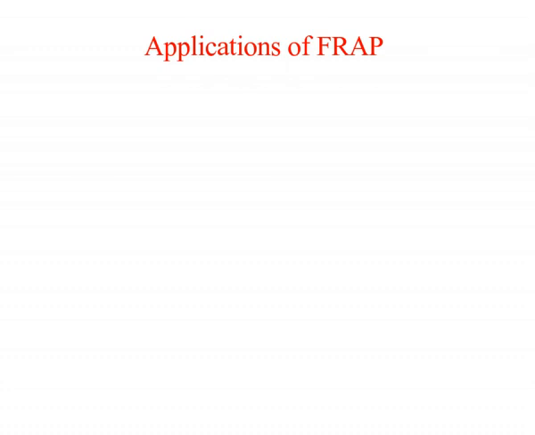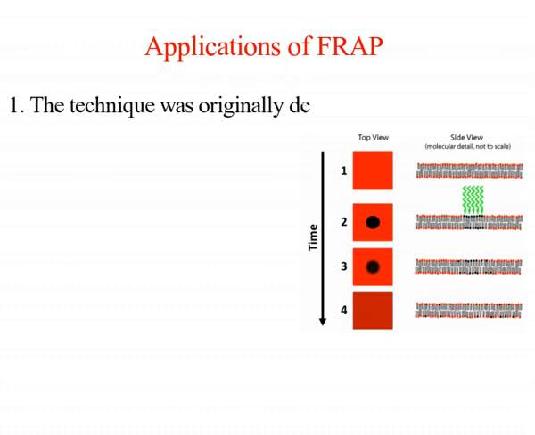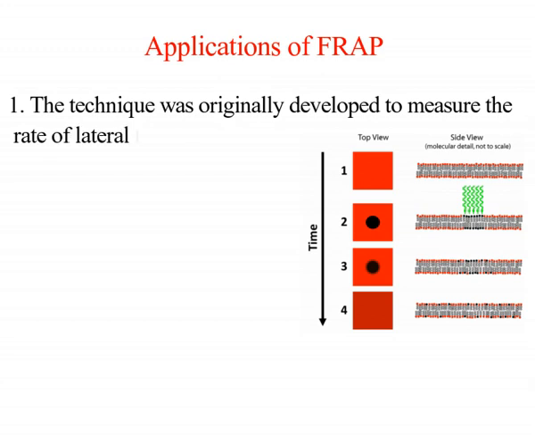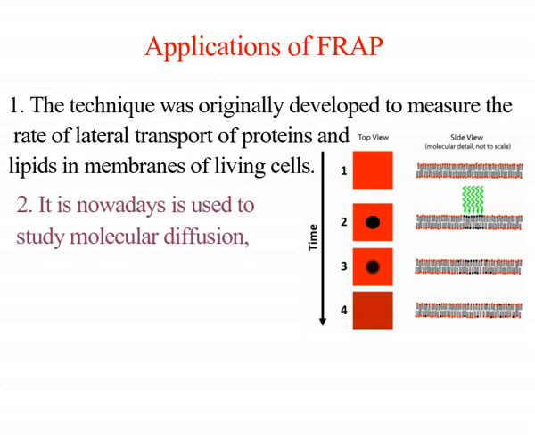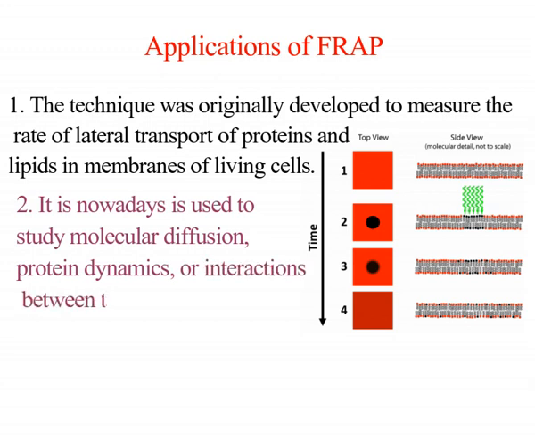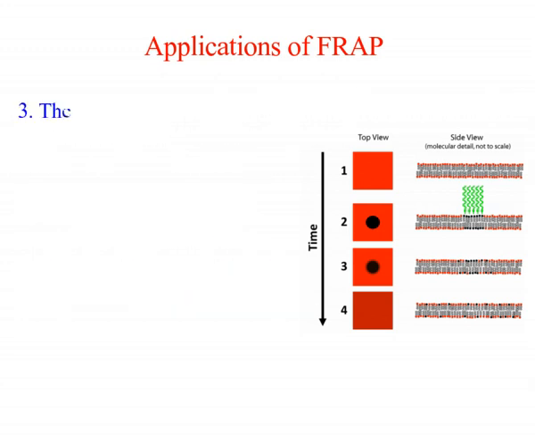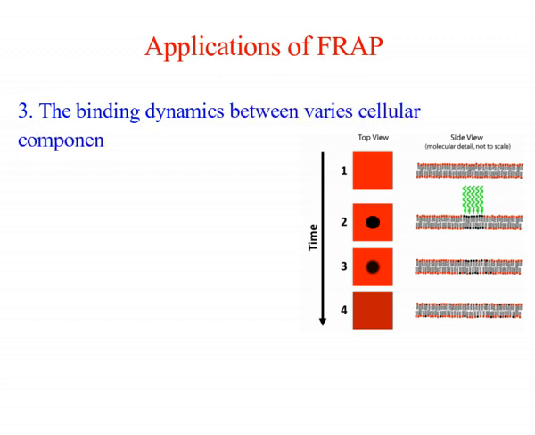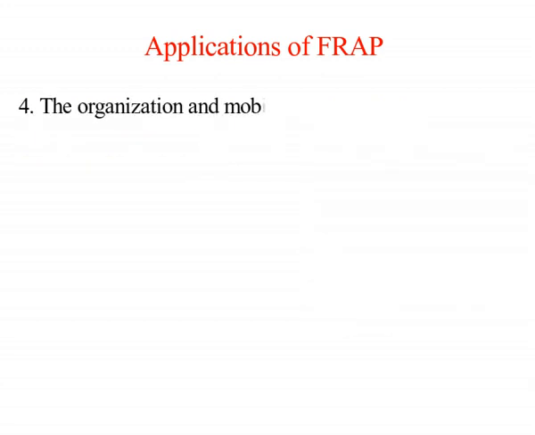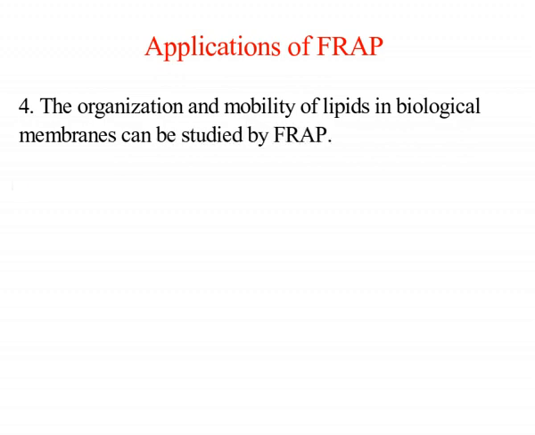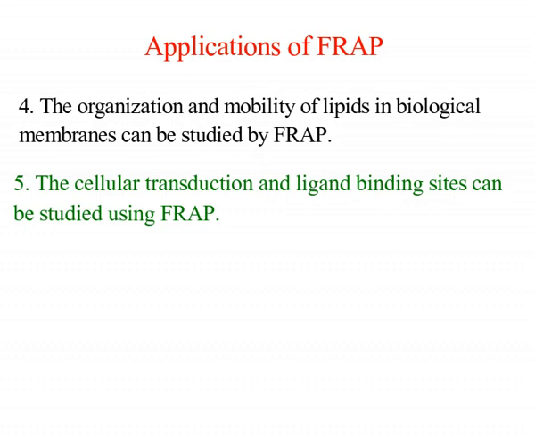Applications of FRAP. The technique was originally developed to measure the rate of lateral transport of proteins and lipids in biological membranes. It is nowadays used to study molecular diffusion, protein dynamics, or interactions between the cellular components. The binding dynamics between various cellular components can also be studied by using FRAP. The organization and mobility of lipids in biological membranes can be studied by FRAP. The cellular transduction and ligand binding sites can be studied by FRAP.